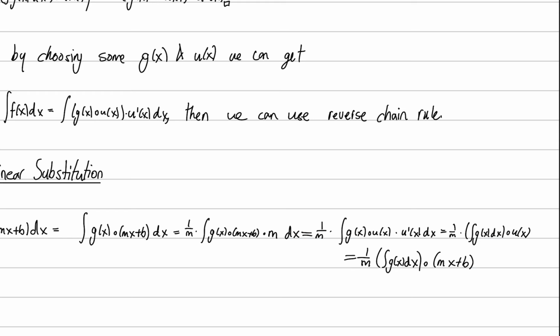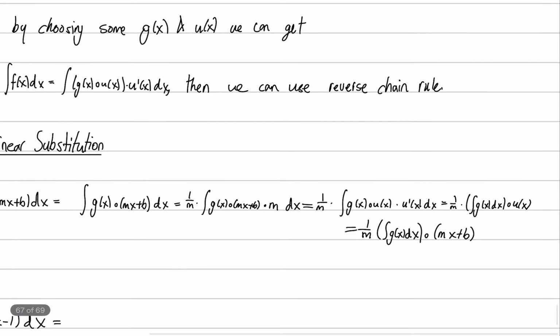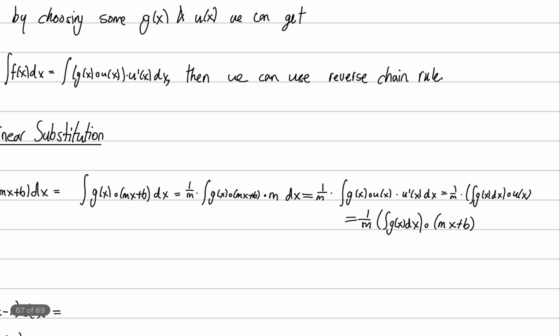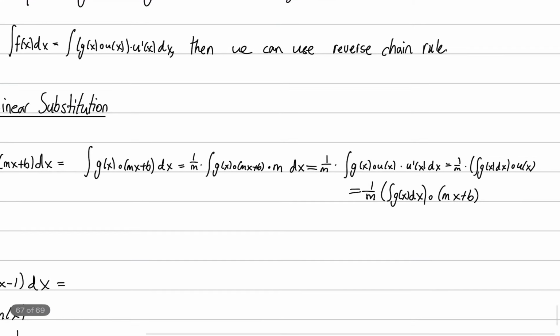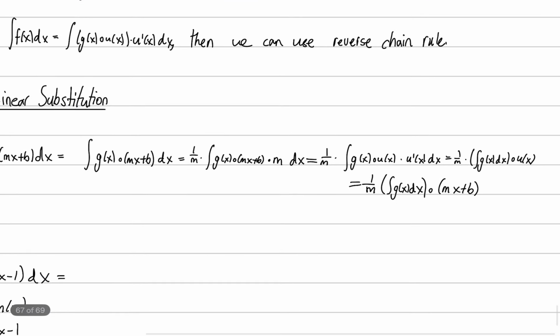So we just replace mx plus b with u of x. We have g of u times u prime, and we use reverse chain rule to compose u of x with the antiderivative of g: 1 over m times the antiderivative of g of x dx composed with mx plus b.